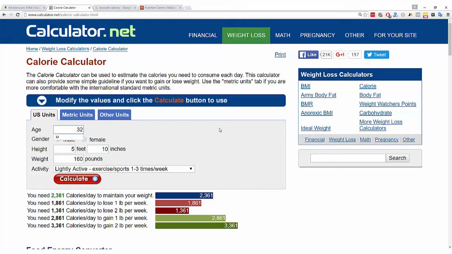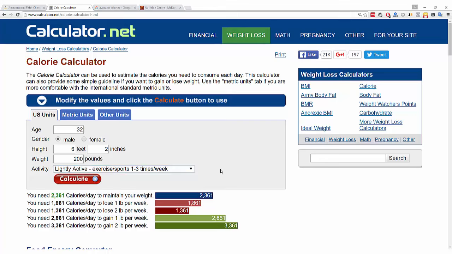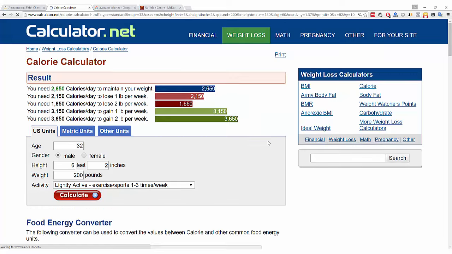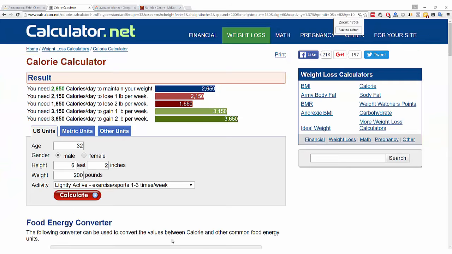I am 32, male, 6.2, and I was 200 pounds when I started doing this exercise. By that time, I was lightly active and exercising about 3 times per week. This is my activity level, and you can choose other activity levels, which we will talk about a bit later. So I press the calculate button, and let me make it slightly bigger.